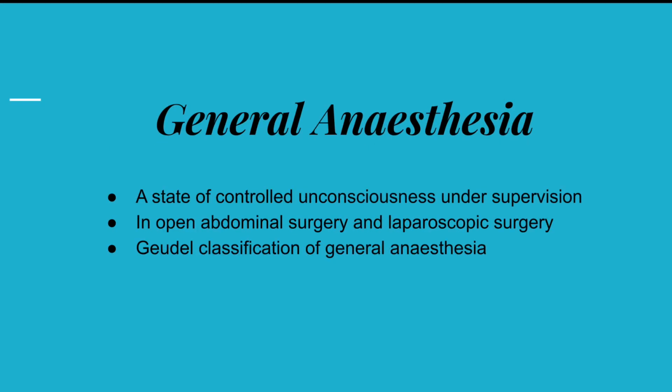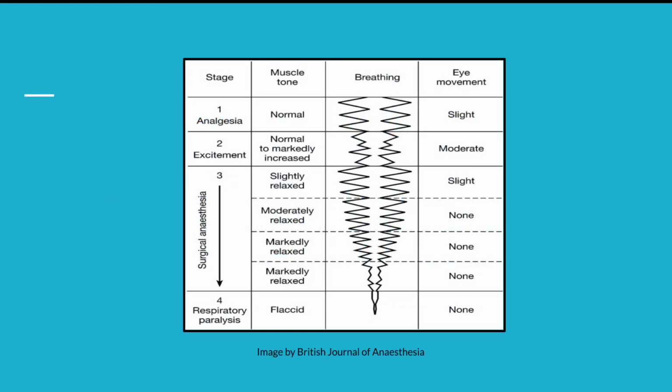We then finally come to general anesthesia, which is a state of controlled unconsciousness under supervision. This is not to be confused with sedation, where the consciousness is not impaired. The level of general anesthesia is usually classified using Guedel's classification by utilizing muscle tone, breathing patterns, and eye movements as parameters to determine the stage of general anesthesia.